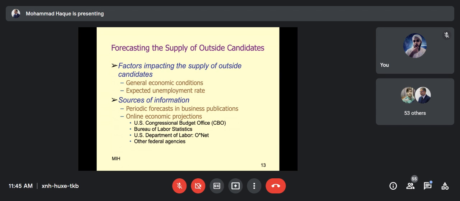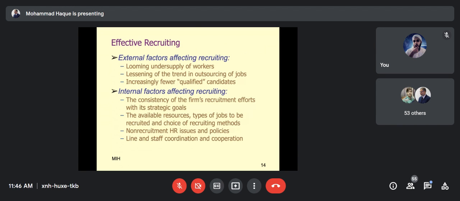So what we find is that the factors that come up do have an impact on the supply from outside candidates. Therefore, sources of information would be periodic forecasts in business publications, and online economic projections by different agencies of the country. In India, we find that economic forecast is done by the ministry from time to time in different ways.